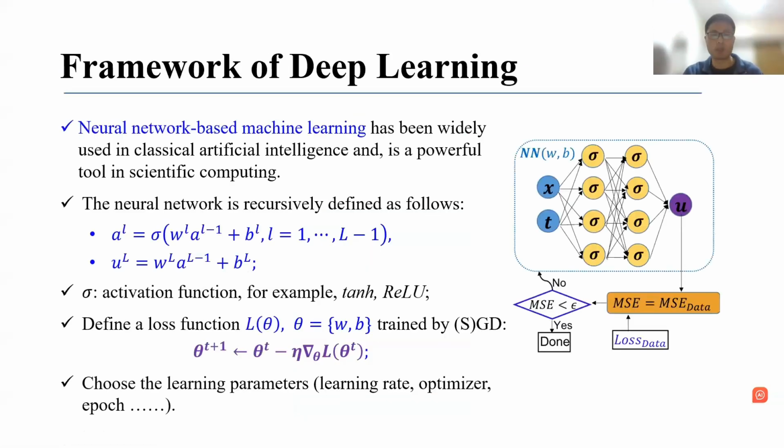I will skip this one, and this is the framework of deep learning. Usually when I give a talk in China, I will introduce this one, so I just briefly introduce it. Neural network-based machine learning is nothing but a neural network being a function, and you use this function to approximate the solution of a PDE or something else. Once you have this surrogate function, you can use it to formulate a loss function, and then you can use some kind of optimizer to train your neural networks. This is the basic framework.